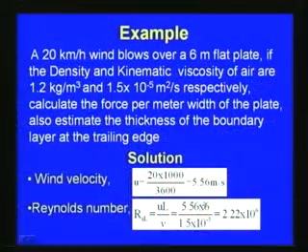Here the Reynolds number Re is equal to UL by nu. U is already obtained as 5.56, so 5.56 into 6 divided by the kinematic viscosity 1.5 into 10 to the power minus 5. That will give the Reynolds number as 2.22 into 10 to the power 6. We can observe that the Reynolds number obtained is more than the critical Reynolds number 5 into 10 to the power 5, so the boundary layer flow is in the turbulent flow regime.